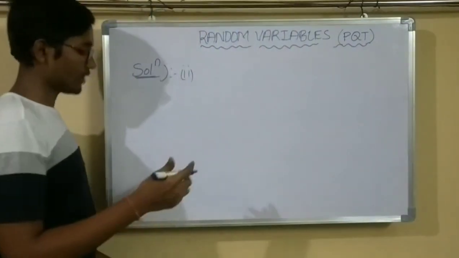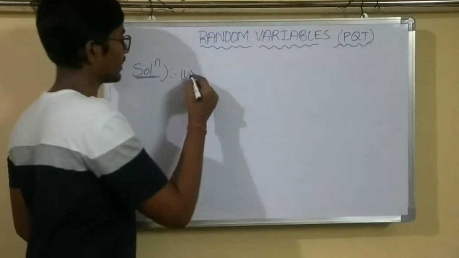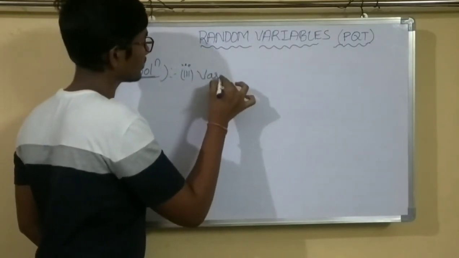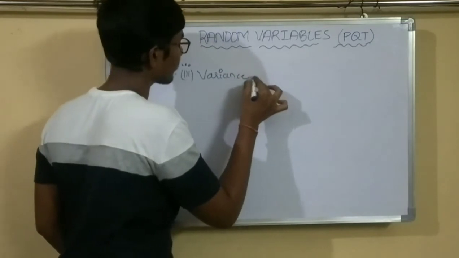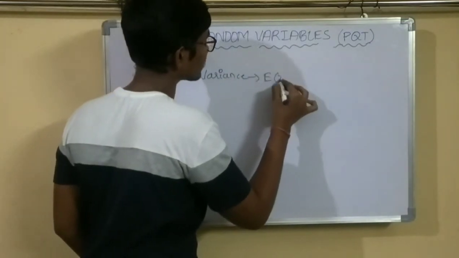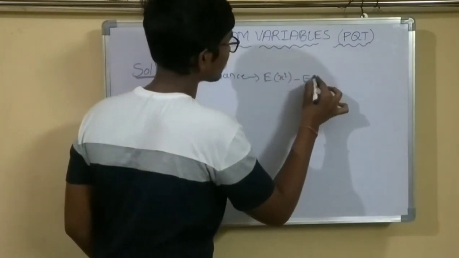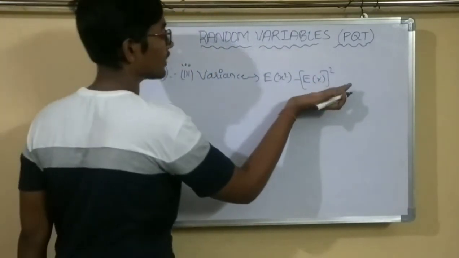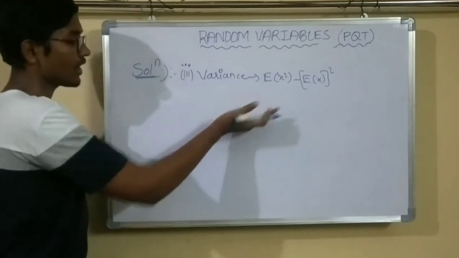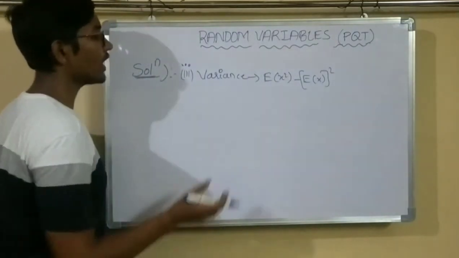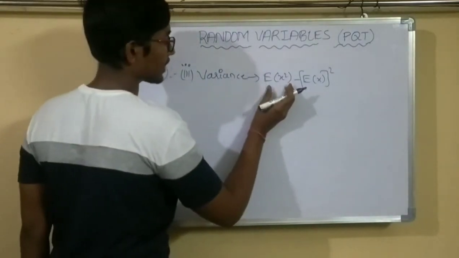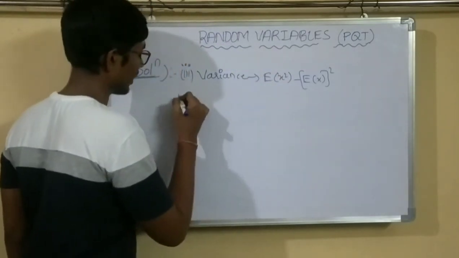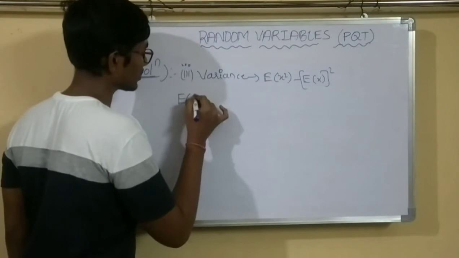So guys, now we have to find the value of variance. Third problem, to find the value of variance. What is the formula to find the variance? Expectation of x square minus expectation of x whole square, right? Now we already know the value of expectation of x, which we found earlier, that is the mean value, and now we don't know the value of expectation of x square, so we have to find the value of expectation of x square here.